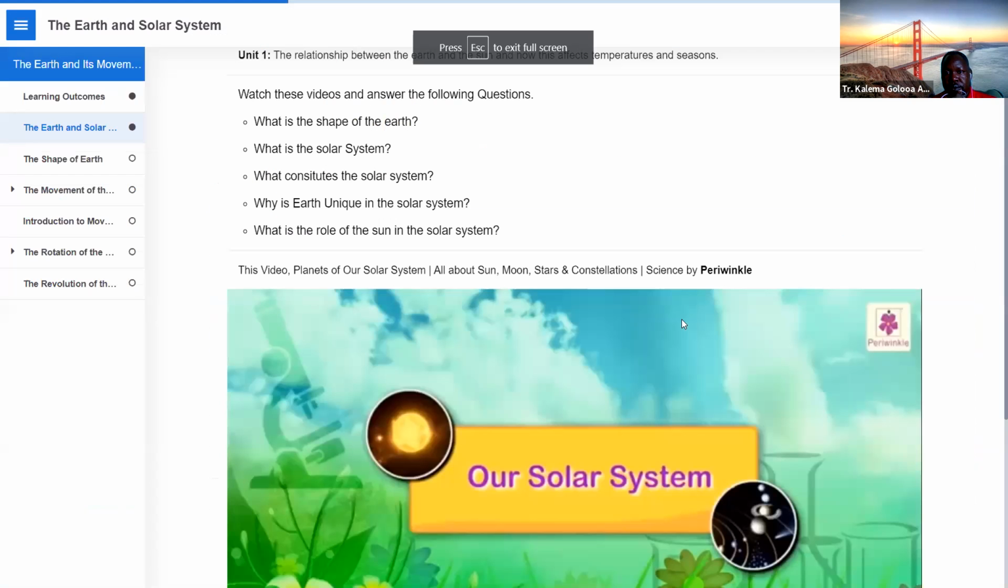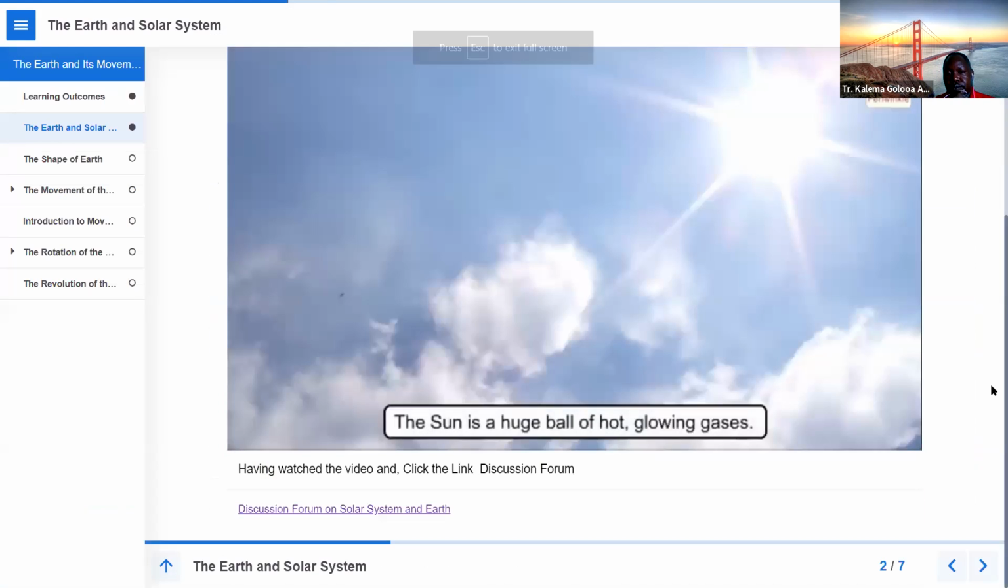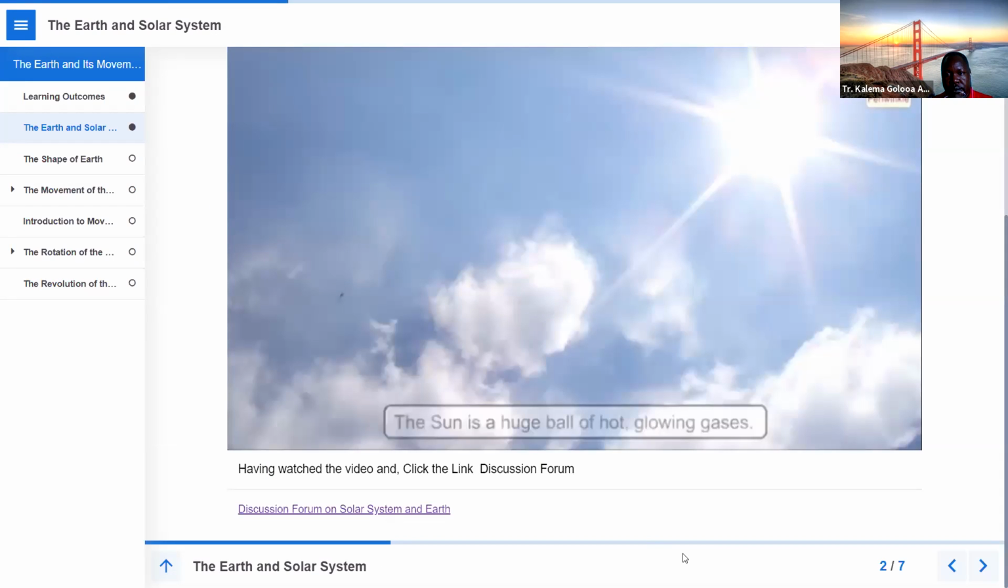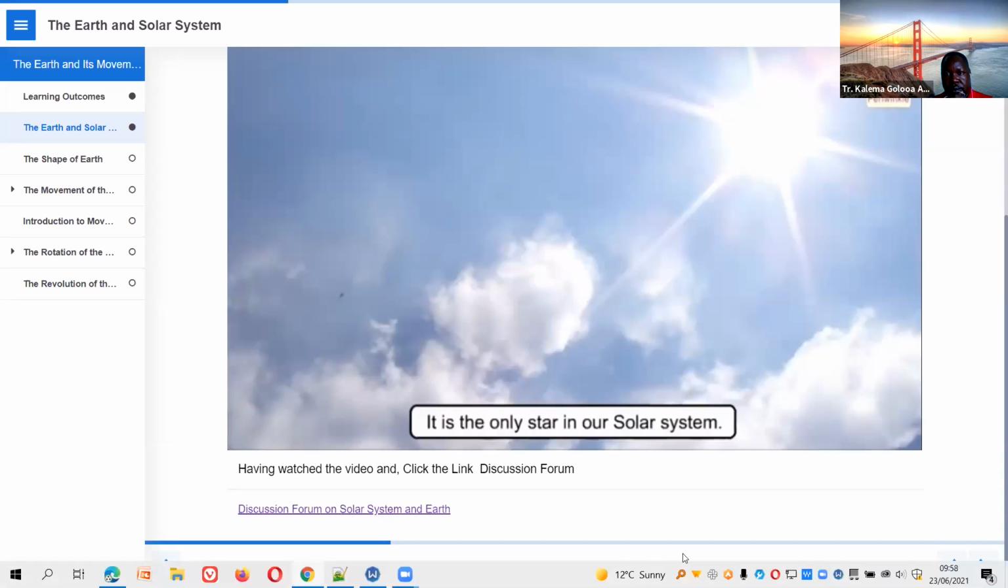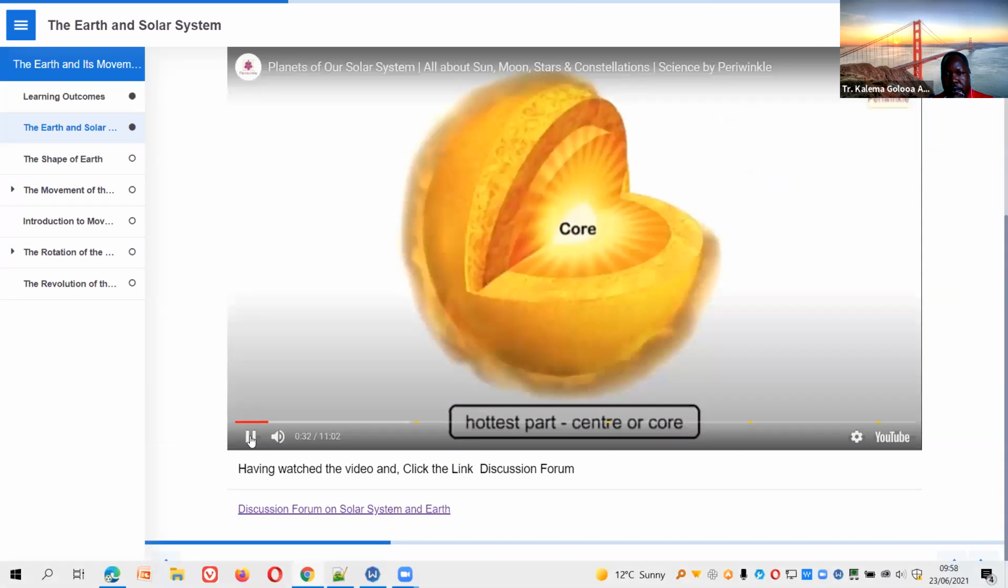Our solar system. The sun is a huge ball of hot, glowing gases. It is the only star in our solar system. The hottest part of the sun is its center.